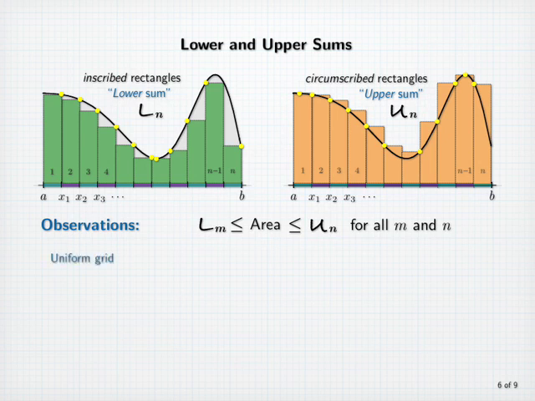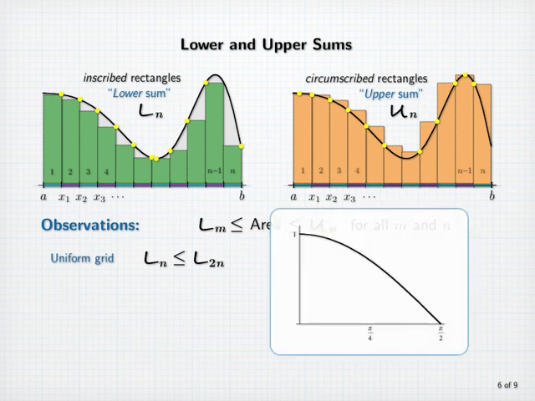Now suppose we use a uniform grid. We can say that L sub 2n is greater than or equal to L sub n. In other words, if we double the number of rectangles, we can only increase the value of the lower sum. Here's a picture to illustrate that. Here's a lower sum L4. Notice that the height of the fourth rectangle is 0. Now let's double the number of rectangles to 8, and it's clear that the total rectangle area has increased. In fact, we can superimpose the two sets of rectangles to make this even more clear.